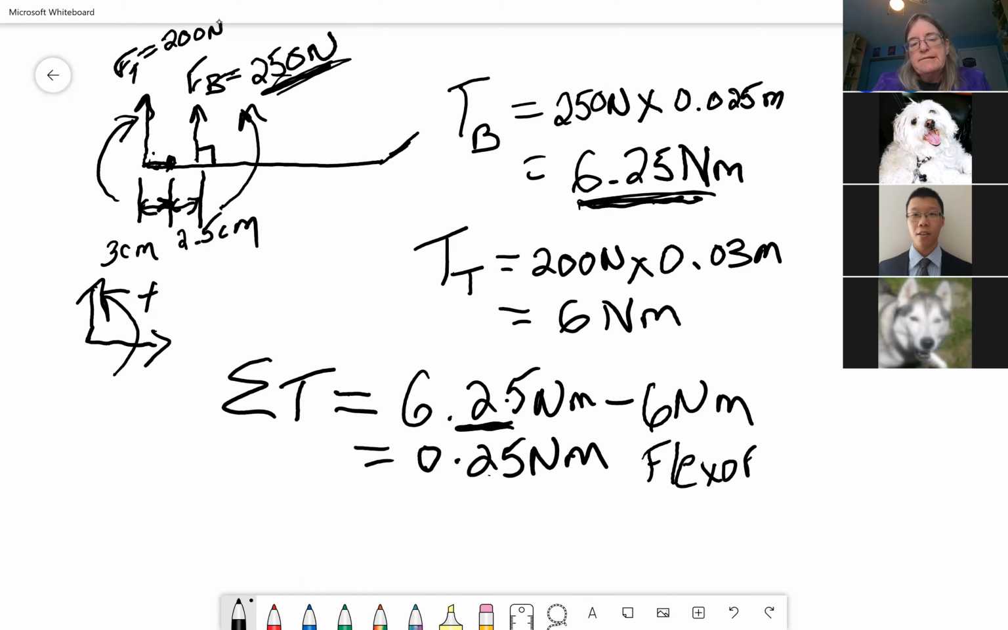Any questions on that? This is basically very similar to a seesaw or a teeter-totter where the flexor muscles are on one side trying to rotate the teeter-totter, and the triceps muscles are on the other side trying to rotate it the other way. And it's a combination of not just how much force it is, but how far away from that axis of rotation it is. You have to account for both.